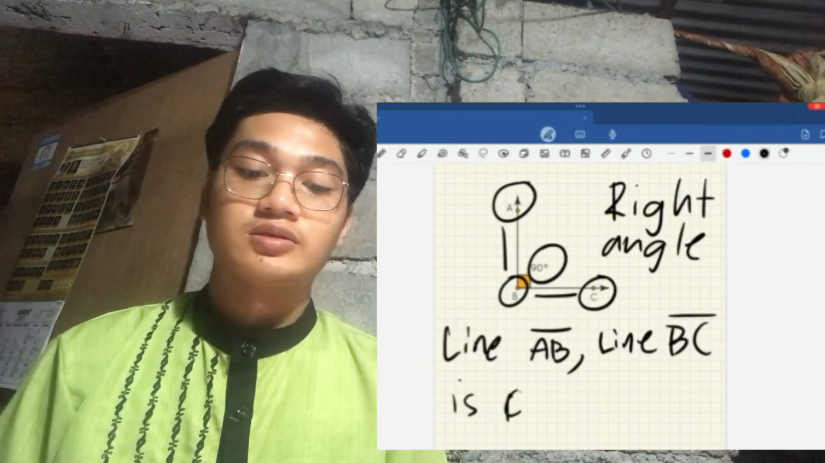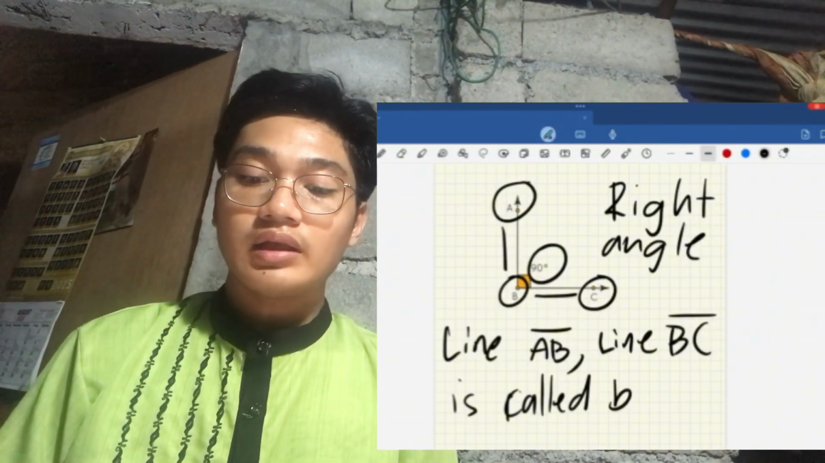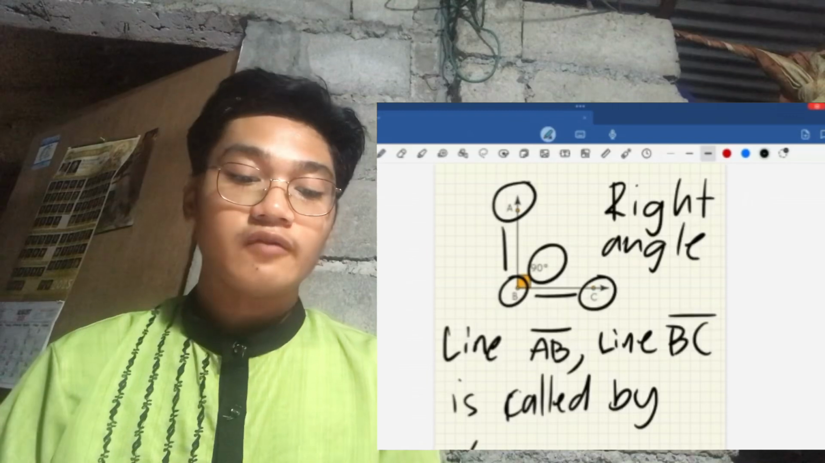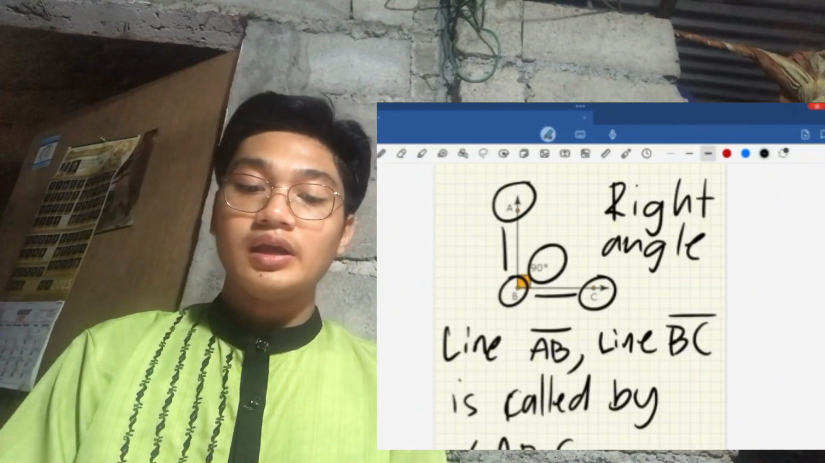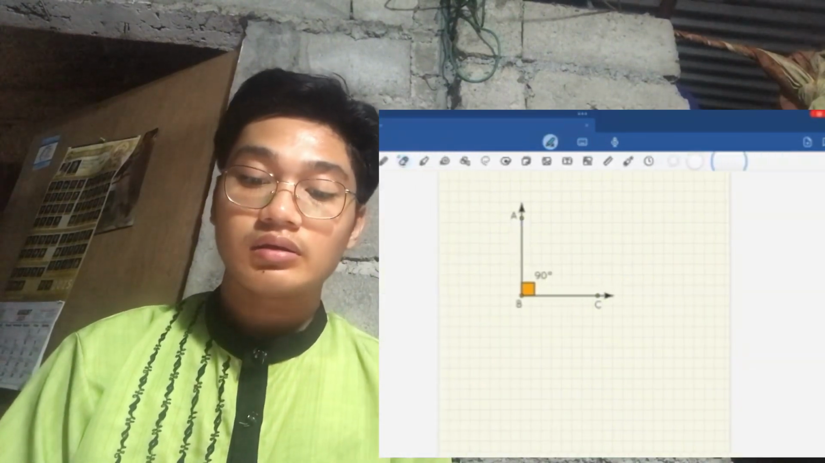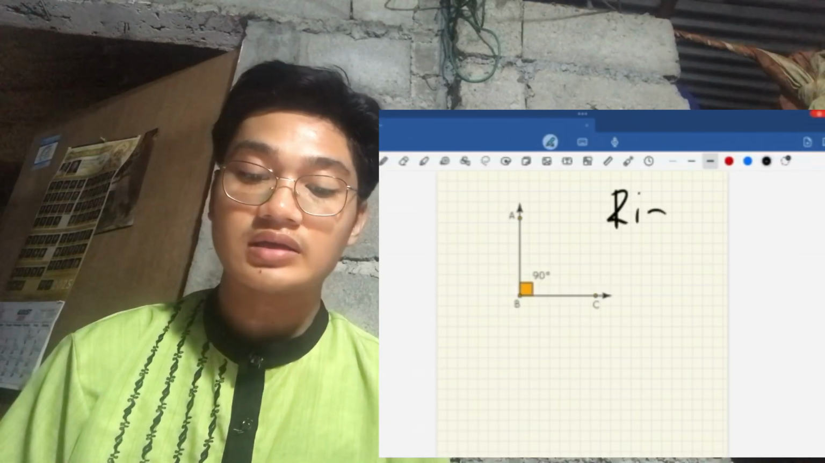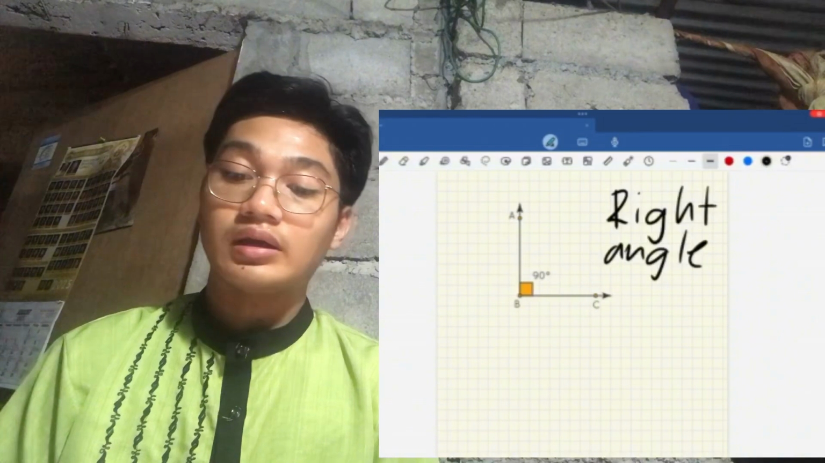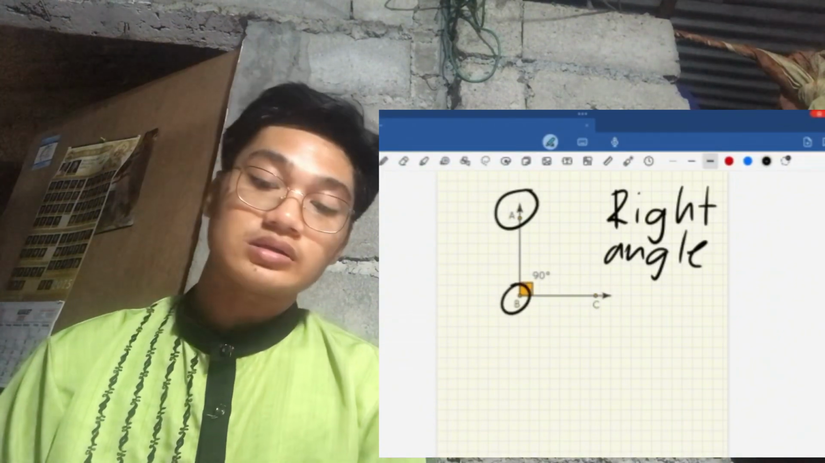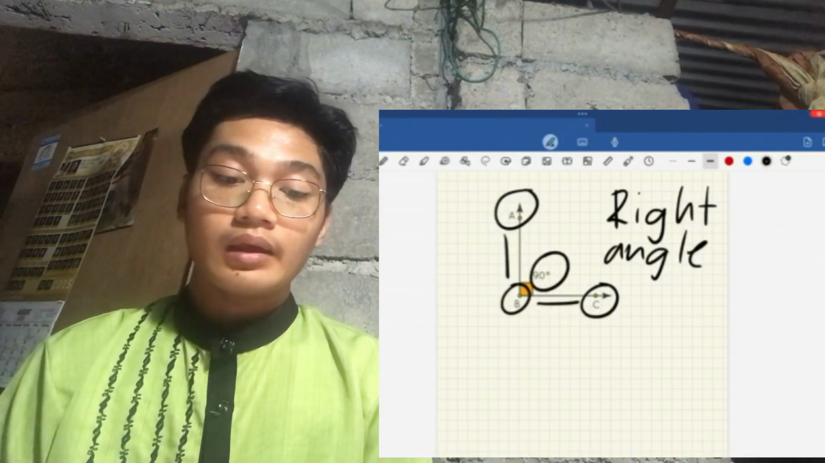However, there is one more place where the right angle is used, and that is the right angle triangle. If among the three angles of a triangle, one angle is 90 degrees, that is called a right angle triangle. Since the three interior angles of a triangle add up to 180 degrees, and if one angle is 90 degrees, then the other two angles must always be acute angles.